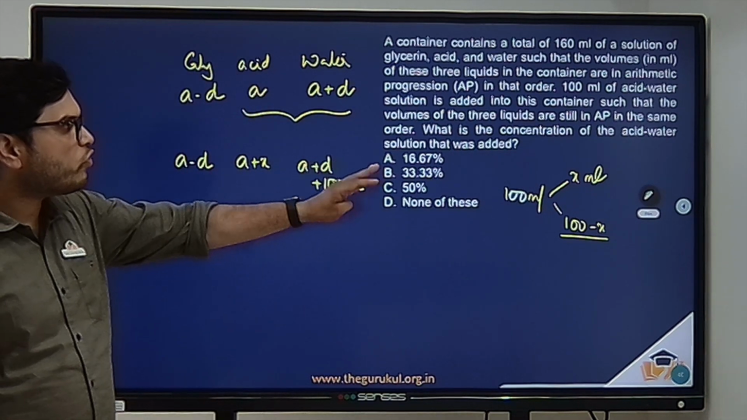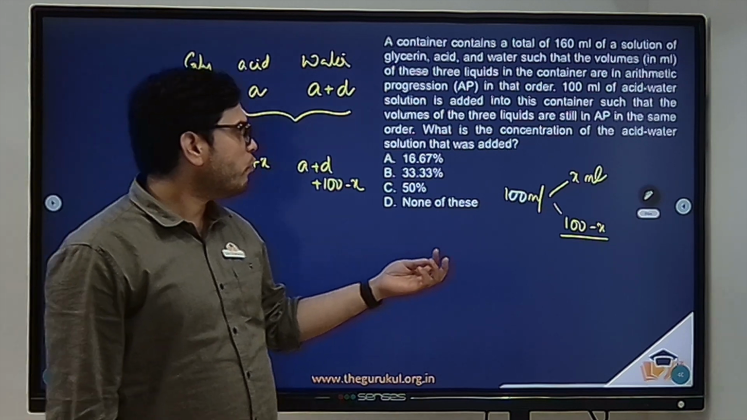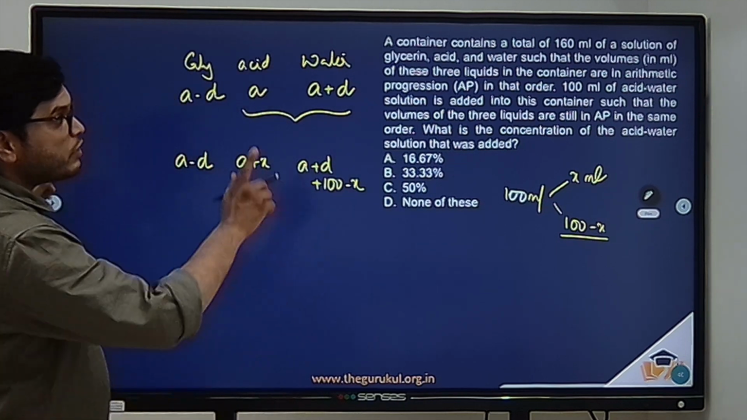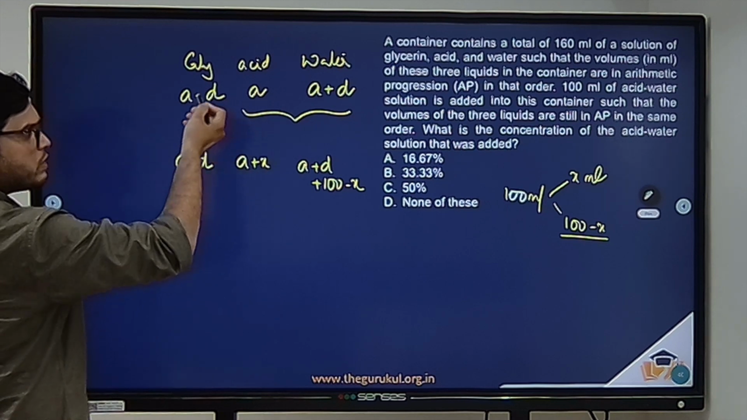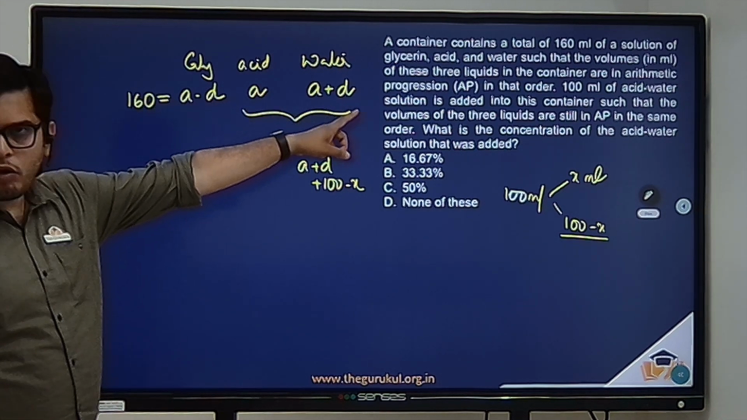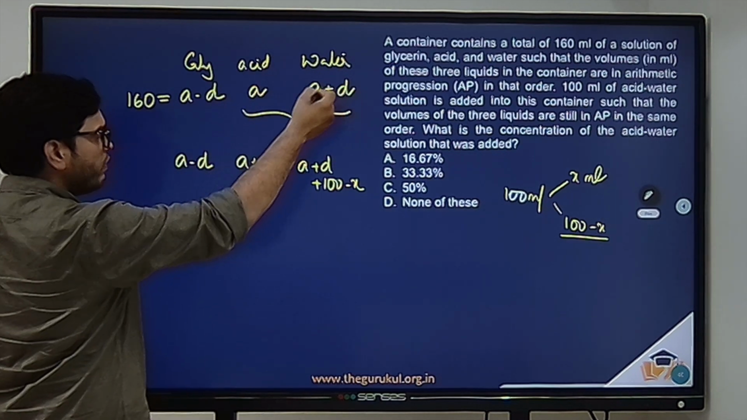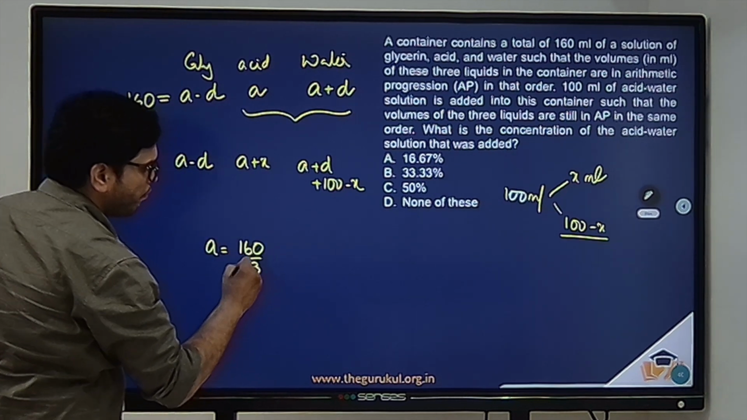Now, what is the concentration of the acid water solution that was added? So we are asked to find the concentration of acid here. Now it is mentioned that a total of 160 ml of solution of glycerin, acid, and water, so this should be equal to 160. So when I add all these three, the minus D and plus D will get cancelled, and the value of A is 160 by 3.